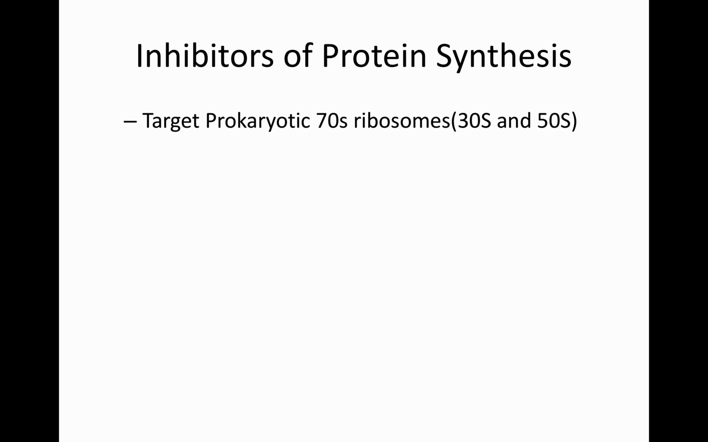Inhibitors of protein synthesis target prokaryotic 70S ribosomes. So either affecting the actual ribosome or blocking tRNA, things like that. Now, if you remember, mitochondria also have 70S ribosomes. So sometimes the side effect of these protein synthesis drugs would be fatigue because they're actually targeting your mitochondria as well.